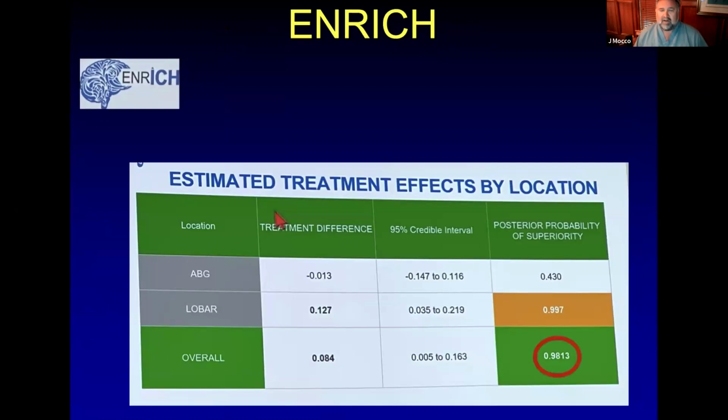And overall, for all patients randomized in the trial, they showed a 98% posterior probability of superiority for surgery compared to leaving it alone. Now, it's important, ENRICH required surgery within 24 hours. So ENRICH is showing you that surgery is beneficial if it's done within 24 hours. Now, what's even more amazing is if you look at the lobar group alone, and this is the group that drove the benefit, in this group, it was a 99.7 posterior probability of benefit for surgery within 24 hours in the lobar hemorrhage population.